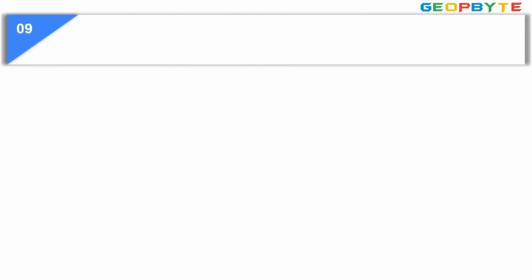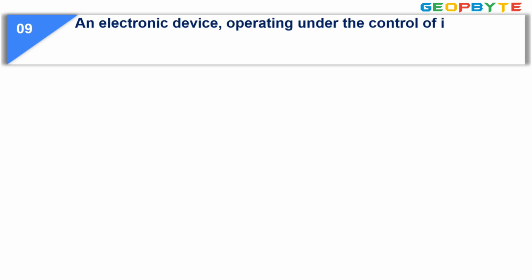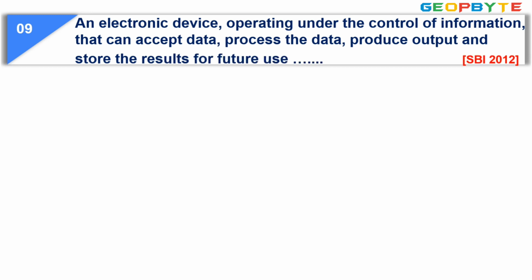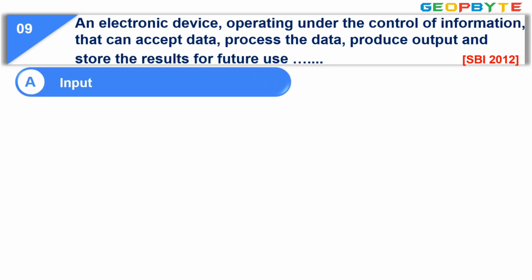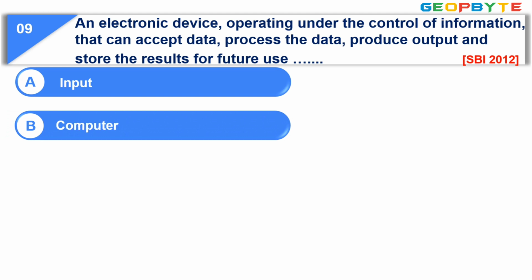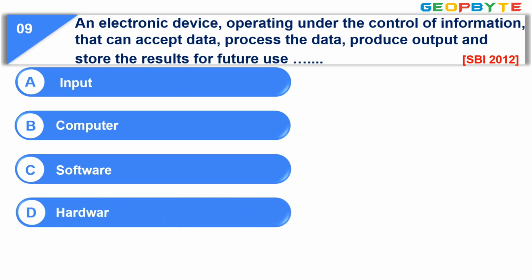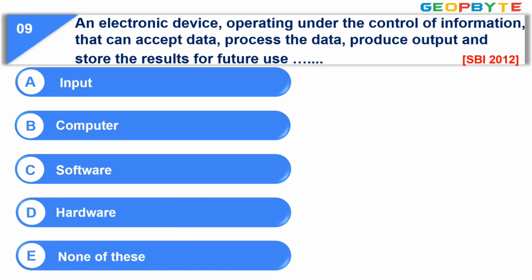Next, moving to question number 9. An electronic device operating under the control of instructions that can accept data, process the data, produce output, and store the result for future use. Option A, input. Option B, computer. Option C, software. Option D, hardware. Option E, none of these. And the correct answer is option B, computer.